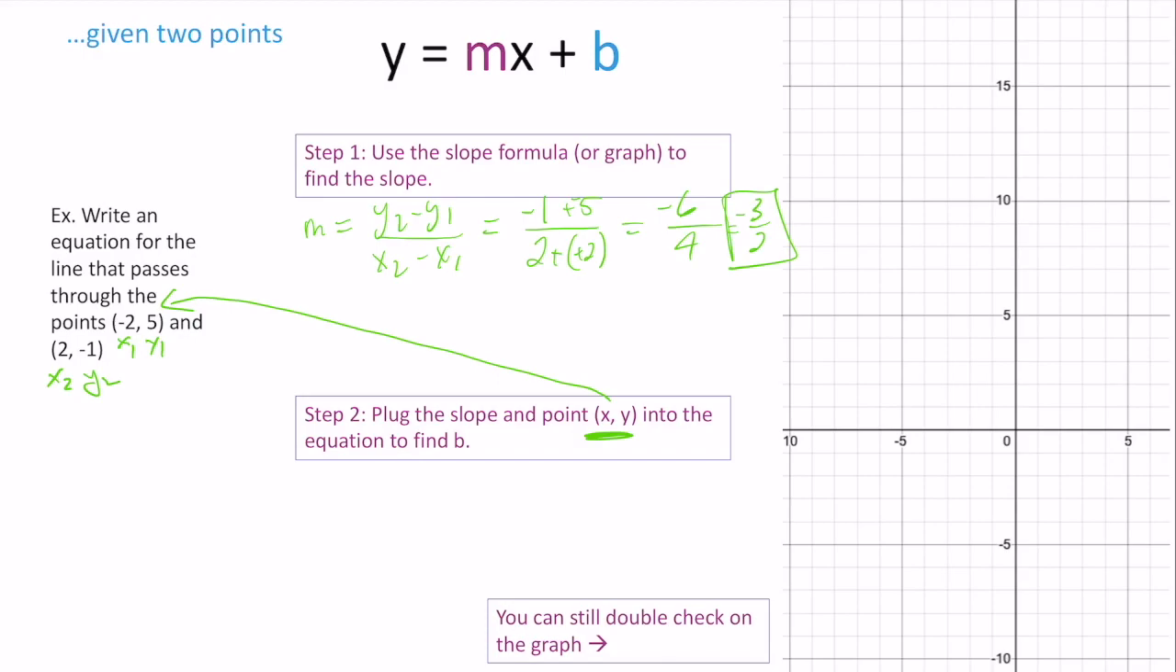So the x I'm going to use is -2. The y I'm going to use is 5. So y, which is 5, equals m. We know that now. That's -3/2. Okay, x is -2, plus b. We still don't know b, but we can figure that out now.